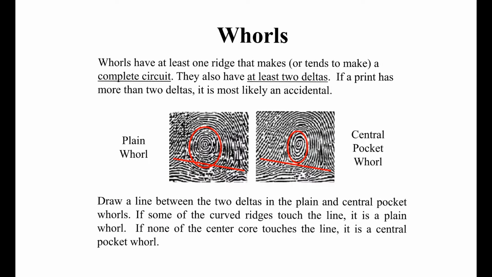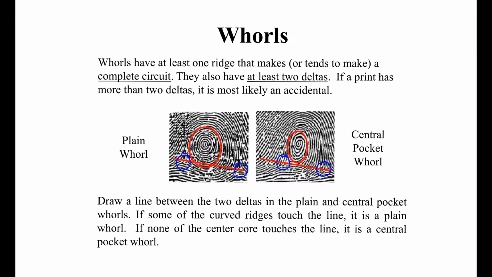The last grouping are whorls, and whorls have the most subgroups, or the most smaller sections within it. So whorls have at least one ridge that makes or tends to make a complete circuit, like a complete circle. They also have at least two deltas, and the deltas are normally found on either side of the whorl pattern or the circuit pattern. So if you look at the image here, we have a delta here, we have another delta here, one delta just about here, the other delta just about there. So they always have two. And notice that they go around in a circle.